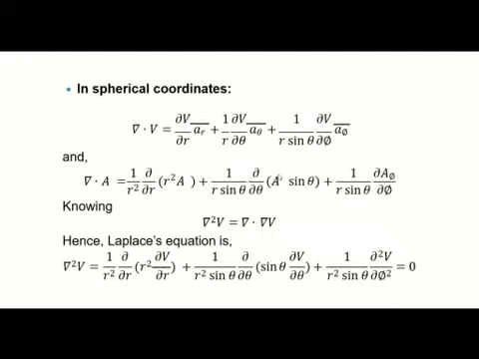Instead of A_theta here we can write 1 by r del v by del theta. That is actually written over here. And also del phi of A_phi. So instead of A_phi we can write 1 by r sin theta del v by del phi. So if we put all this over here, then finally we can get this form, the Laplace equation. So also you have to remember the Laplace equation.